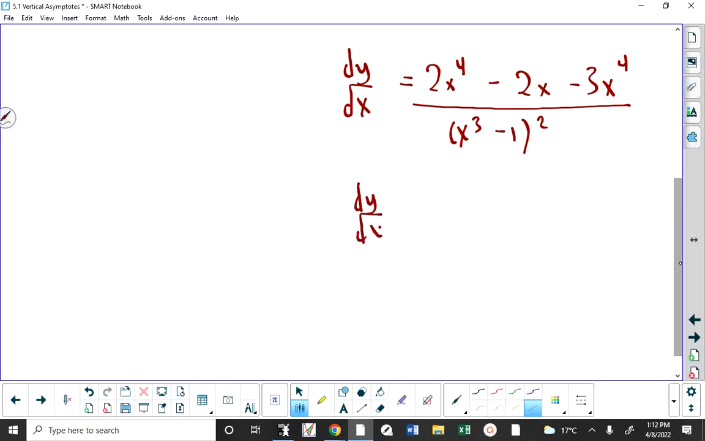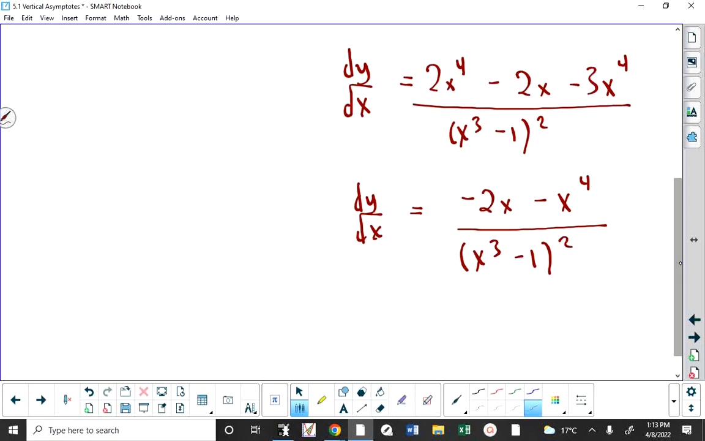So your next step would be to bring a little bit of stuff together on the top. I have 2x to the 4 minus 3x to the 4, which is negative 1x to the 4. And then I also have a negative 2x, and this is over x cubed minus 1, quantity squared.